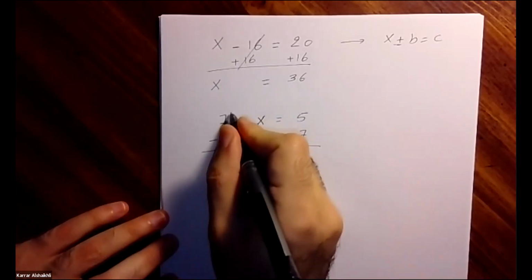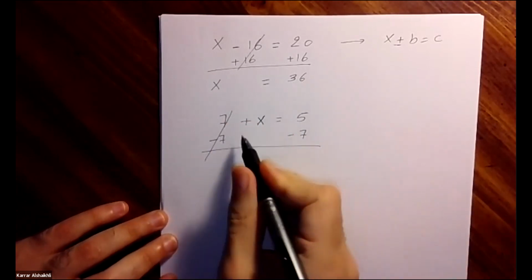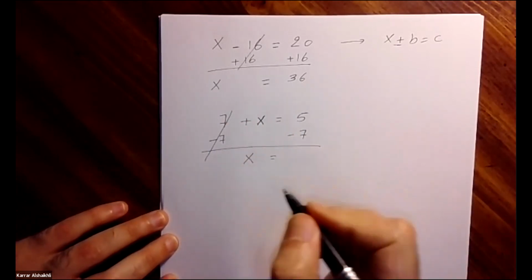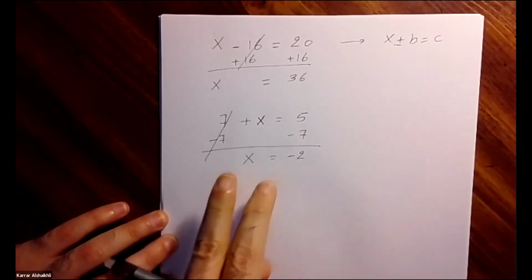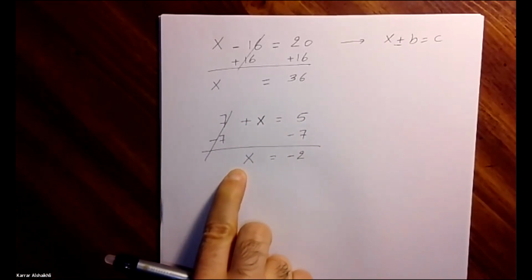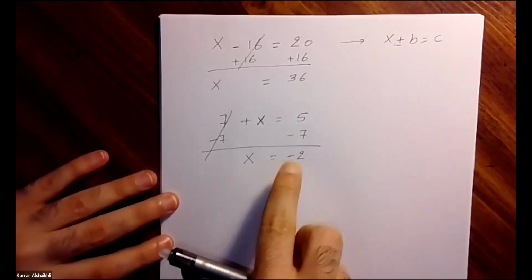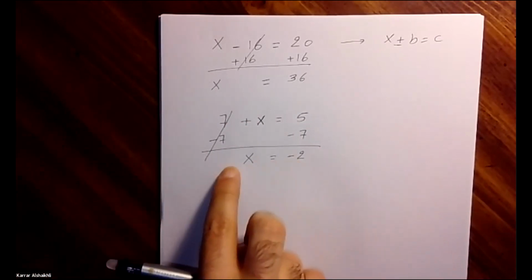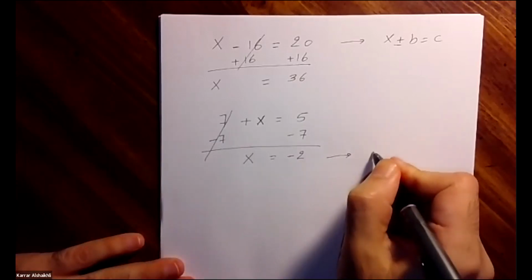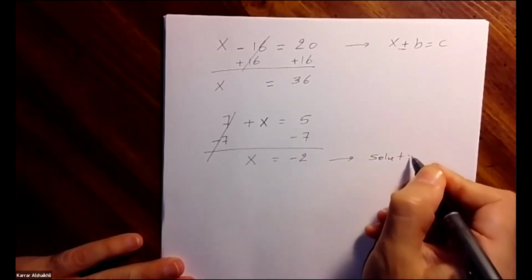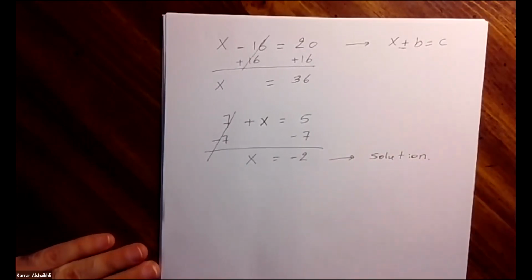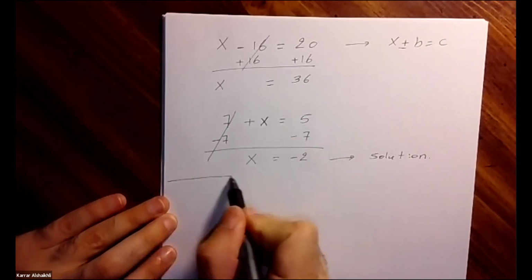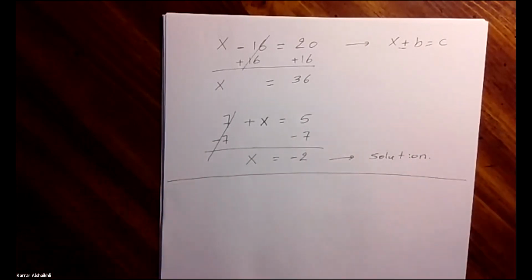7 minus 7 is going to be 0. So the leftover on the left side is just the x, equal 5 minus 7, which is going to be -2. This is the result. Now, if you check the result, x exists on one side and the number exists on the other side. That means x equal -2. This is the solution. x equal -2. Who has a problem with this type of equation before we move into the next type?